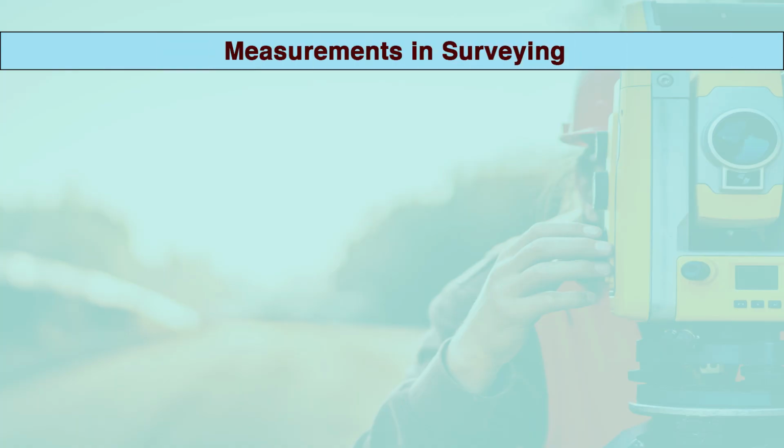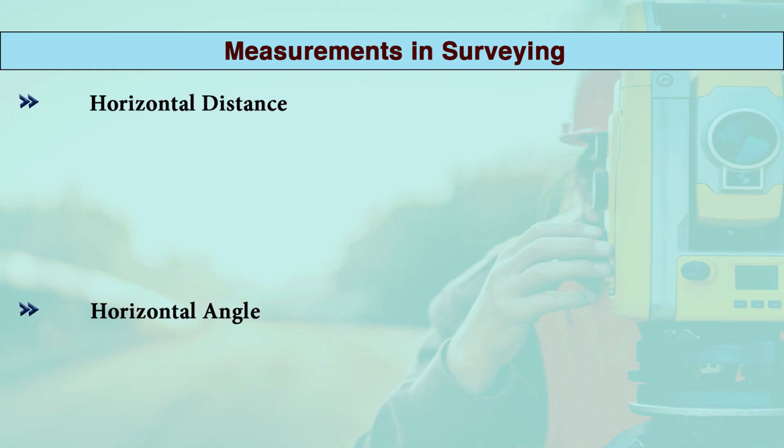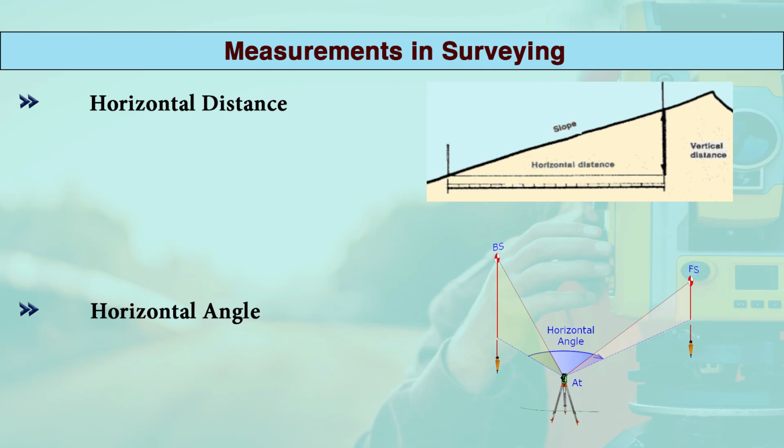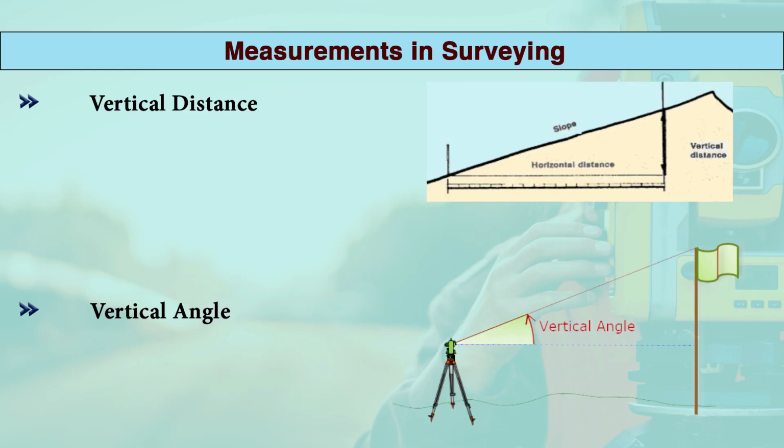Now we will discuss various measurements in surveying. During the operation of surveying, we take measurements in two planes. One is the horizontal plane, the other one is the vertical plane. In the horizontal plane, we can take two measurements. One is horizontal distance, the other one is horizontal angle. Similarly, in the vertical plane, we can take two measurements. One is vertical distance, the other one is vertical angle.